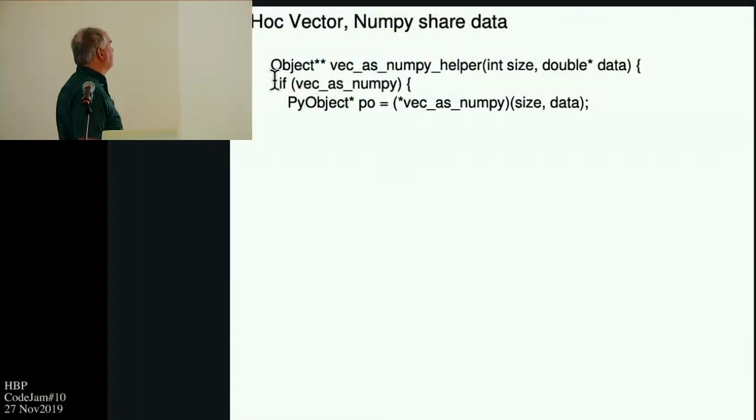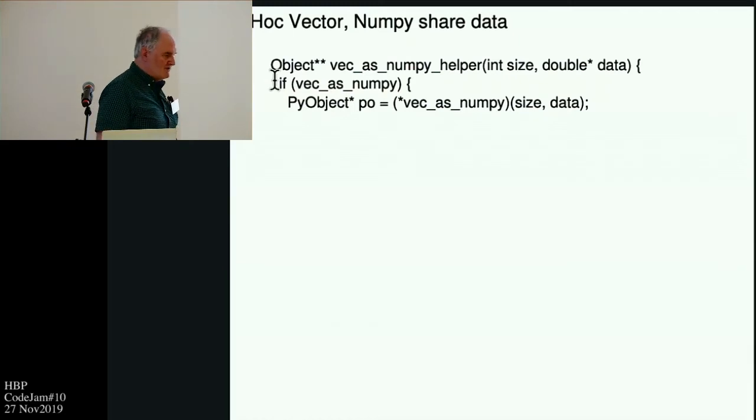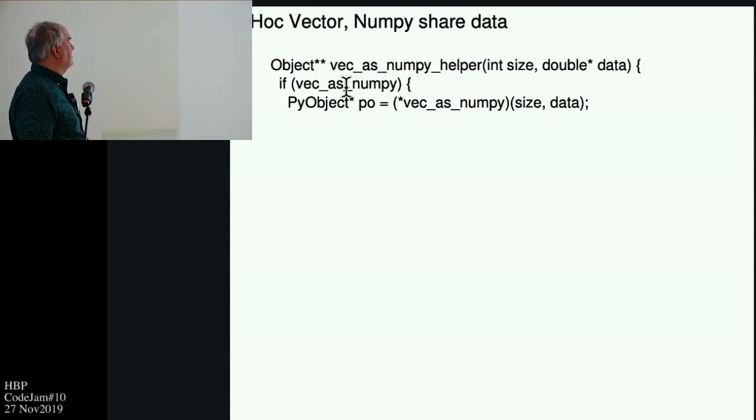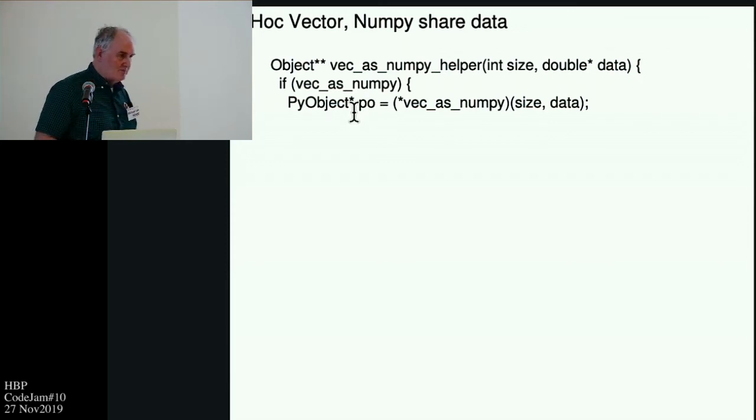Now, going back to some of the details with the NumPy shared data, when we say vector.as_numpy, eventually it reaches into the original C code, which implements the Hoc vector. And the Hoc vector then has a NumPy helper call, a function which specifies the size of the vector and a pointer to the raw data in the vector. And then what we do is return an object, if NumPy is available, that the function callback variable is non-null, and so we're able then to return that vector as an object, vector as NumPy, passing it the size and data, and return then the object to the Python interpreter, which then contains the Hoc vector data as well.